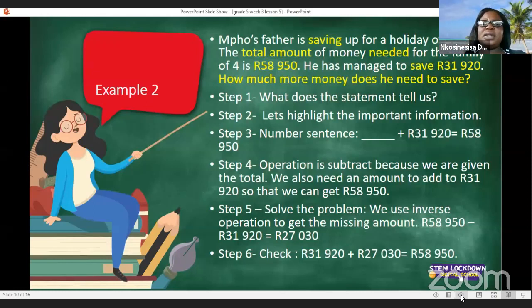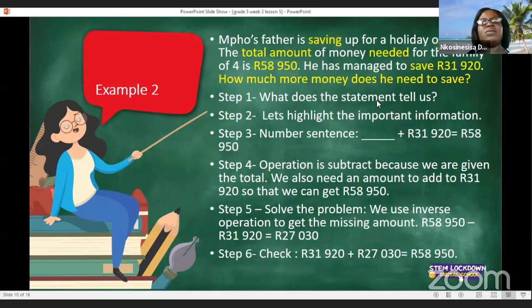So the total amount needed for the family of 4 is 58,950. The total amount needed. He has managed to save 31,921. So if you go to Tinkin's father now and ask how much do you have, he will say he has 31,920. But how much do they need to go for a holiday? They need 58,950. And then the question, very important, says how much more money does he need to save? So he has saved this one.